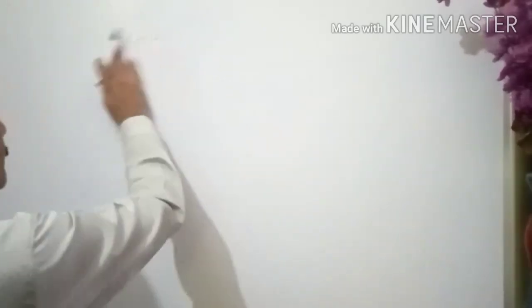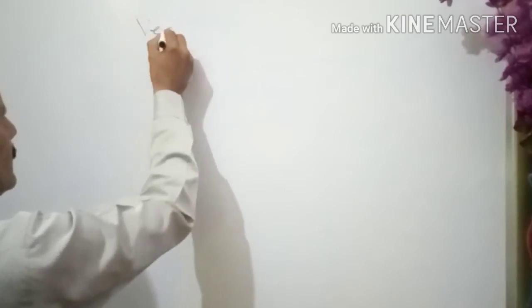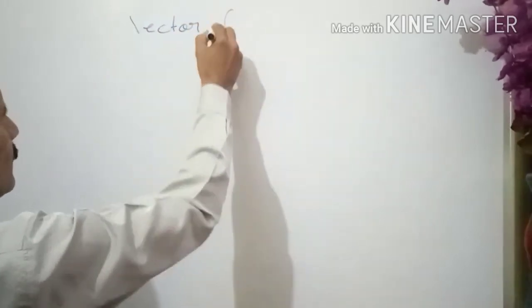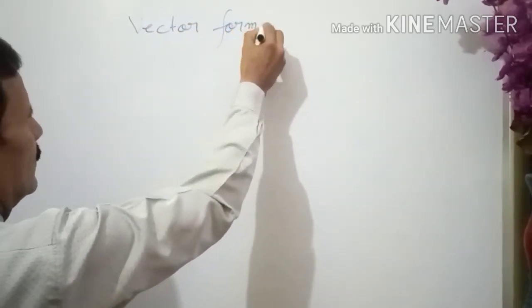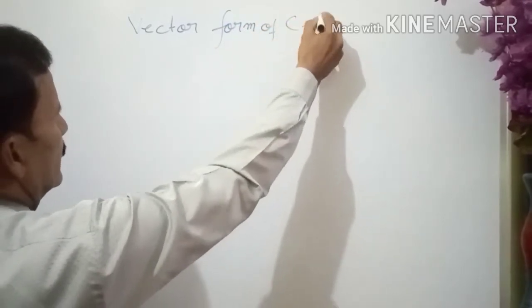Now we come to the vector form of Coulomb's law.